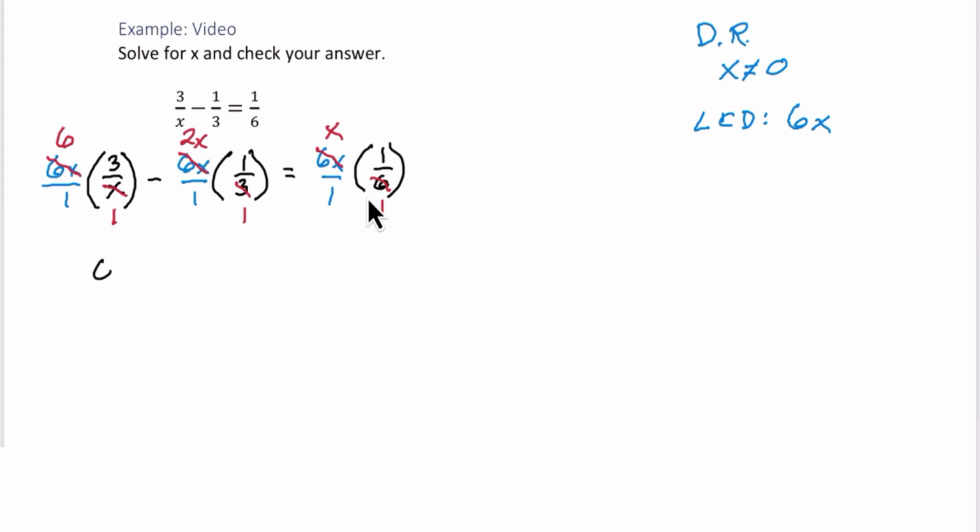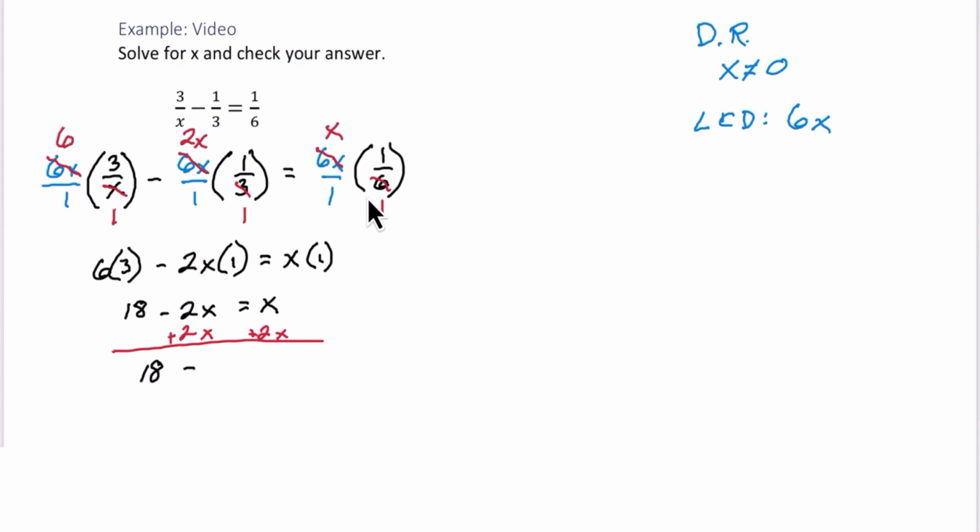Now we're left with 6 times 3 minus 2x times 1 equals x times 1. We can simplify that: 18 minus 2x equals x. From here, we can add 2x to both sides. 18 is equal to 3x. Finally, we divide by 3, and we get x is equal to 6.